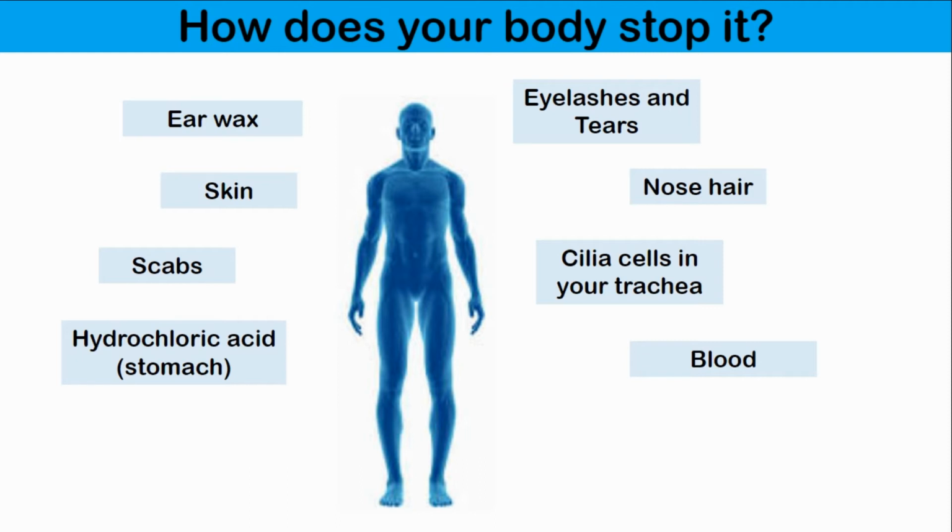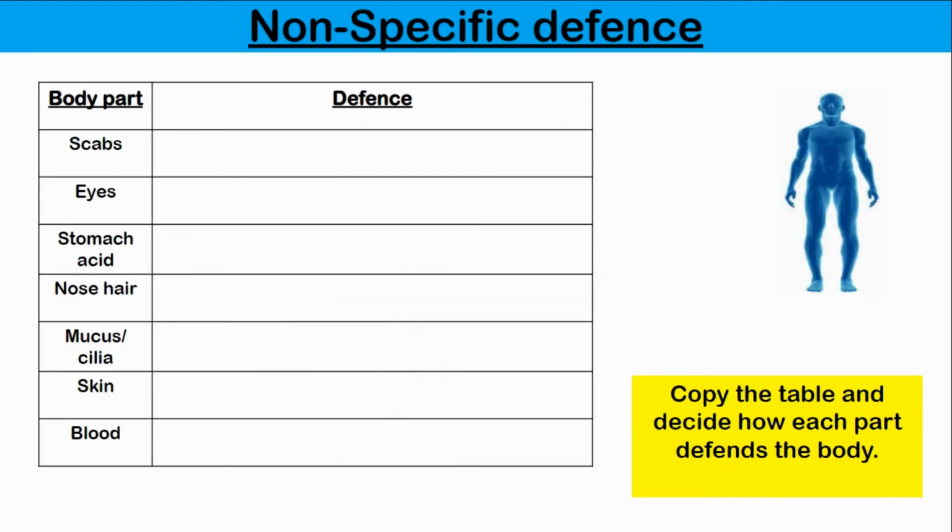You've got blood. In your blood, you've got different types of white blood cell that can help to kill pathogens by either ingesting them, swallowing them, or they can make antibodies to deactivate them or mark them for destruction. Next thing we need to do is copy down this table and find out how each part works to defend the body. Pause the video while you have a go at this.